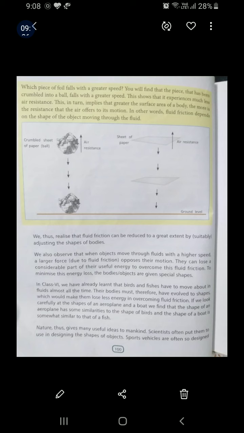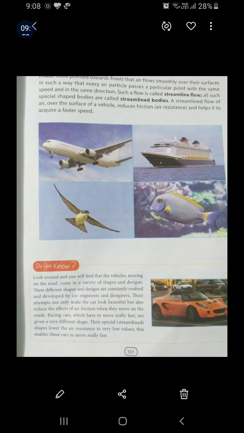Sports vehicles are also designed in a way that air flows smoothly over their surface in such a way that every air particle passes a particular point with the same speed and in the same direction. Such flow is called streamlined flow. And such bodies are called streamlined.